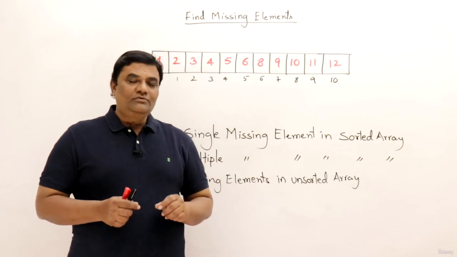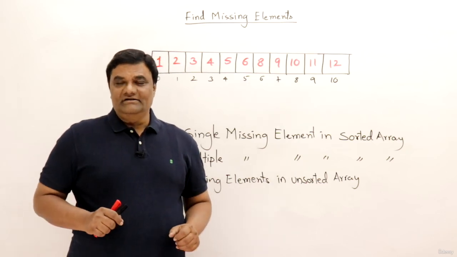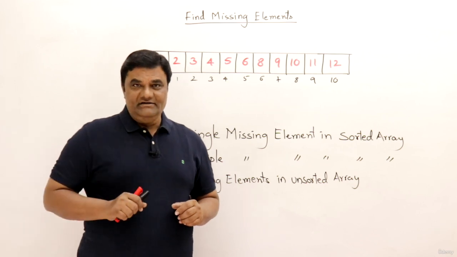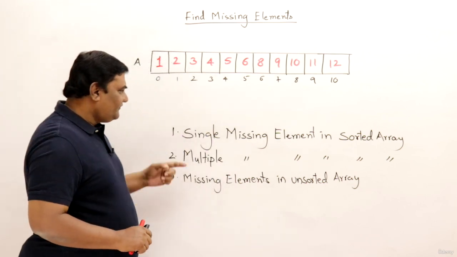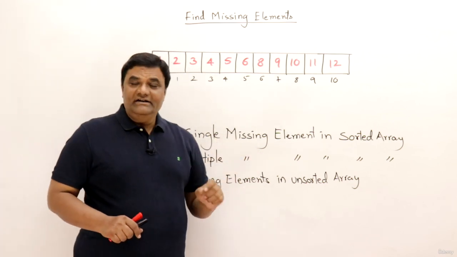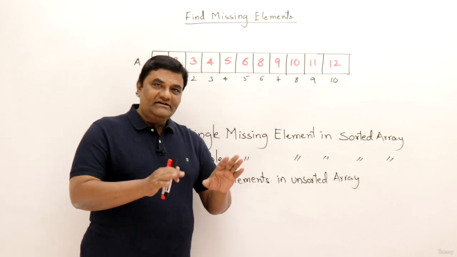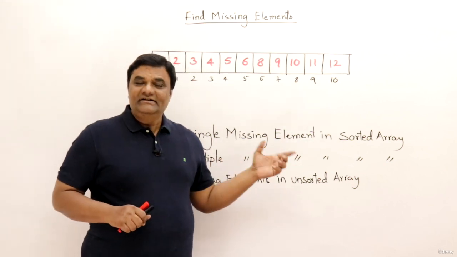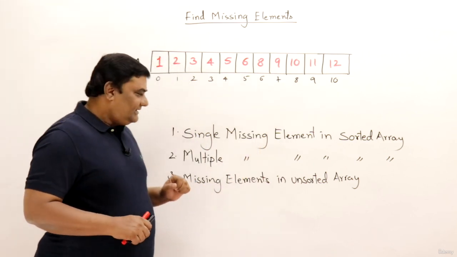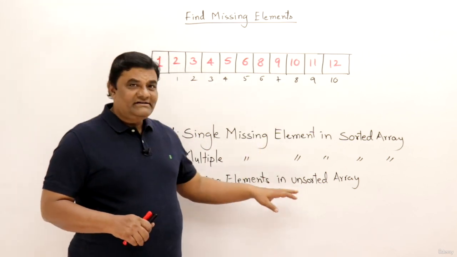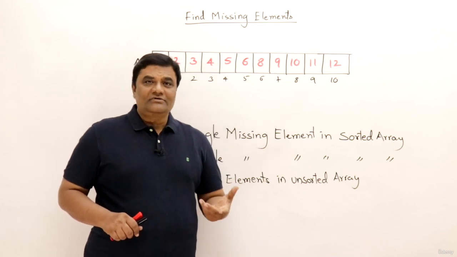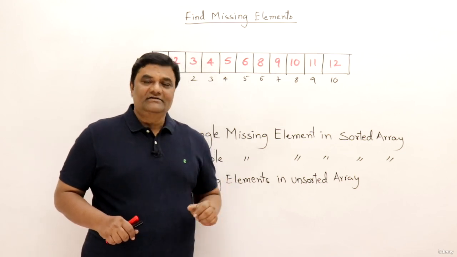In this video, we will learn how to find out a missing element in a sequence of elements if the elements are stored in an array. First of all, I will show you how to find a single missing element in a sorted array. Then, if there are multiple elements missing in a sorted array, we will find that. And next, if the array is not sorted, how to find the missing element, if there are one or more elements, we'll find that.